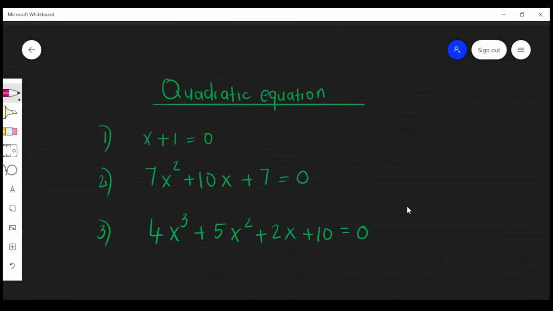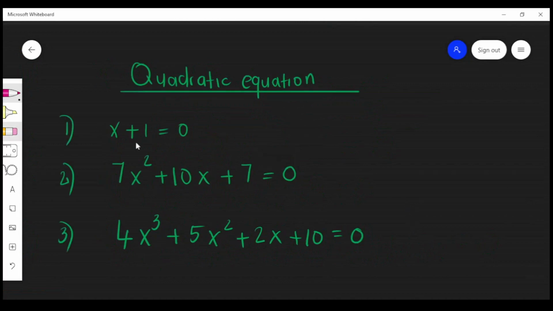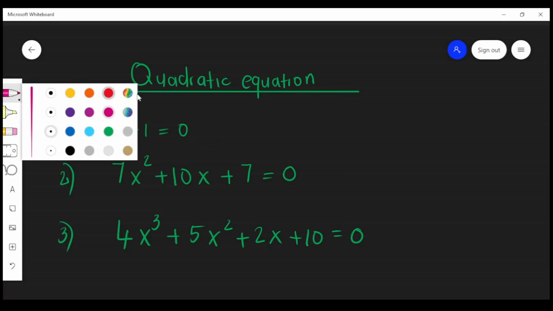Right. So let's look at the first one. Is this one a quadratic equation in its general form? The first one is not a quadratic equation. In fact, this one is a linear equation. So that one is a no.